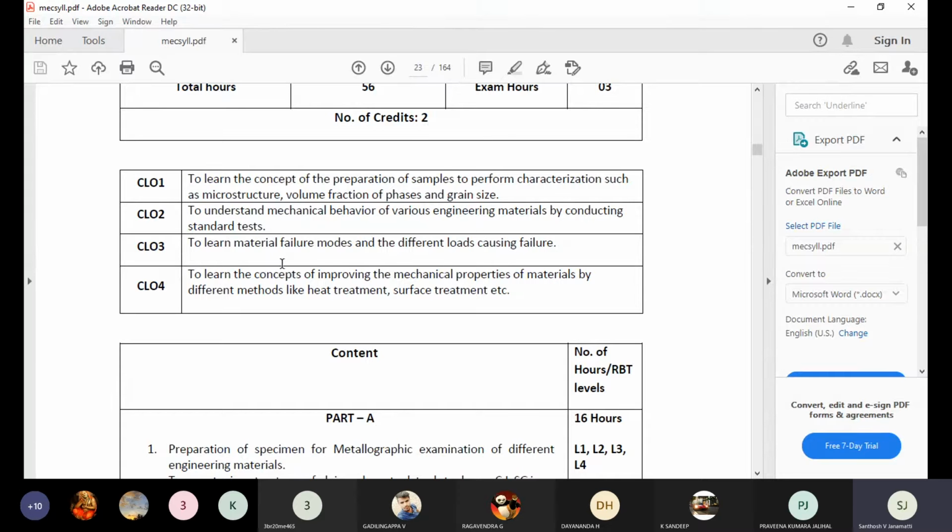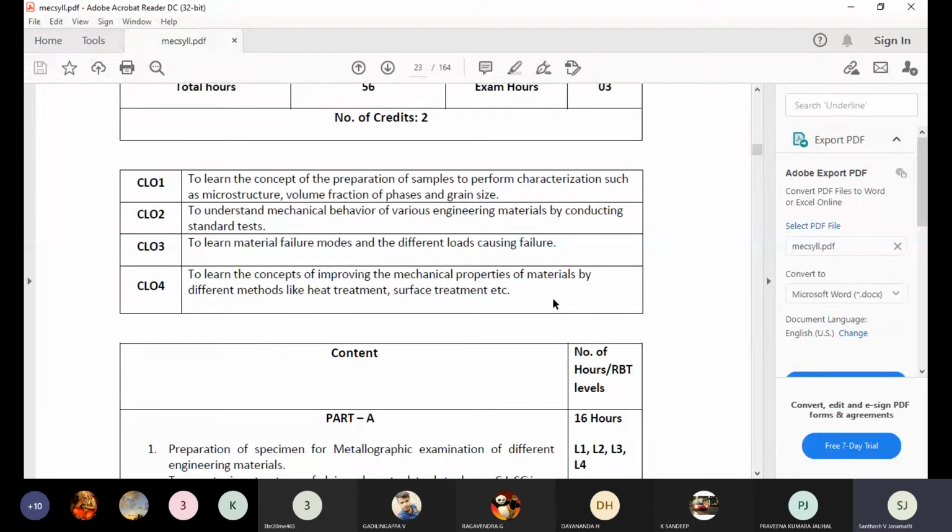Otherwise, it is very difficult to learn the concept of improving the mechanical properties of materials by different methods like heat treatment and surface treatment, etc. Yes, I think you might have discussed these heat treatment topics in your previous semester.